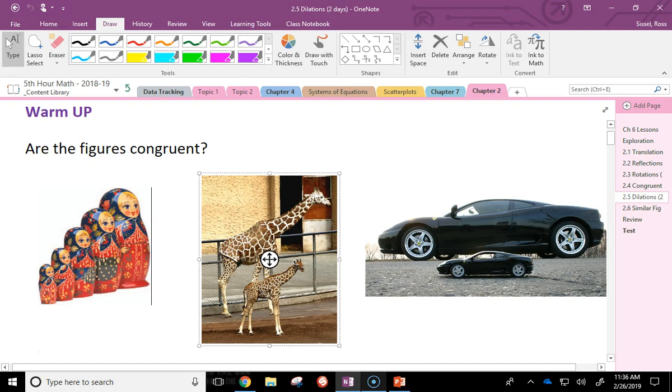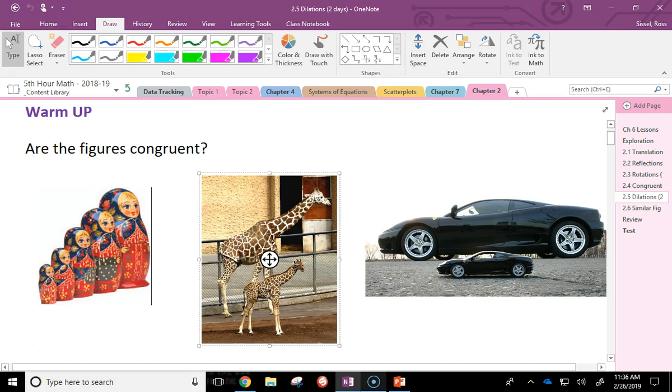So, these little nesting dolls, those little Russian dolls that fit inside each other, are they congruent? Zach? Yes. Okay, why yes? No, they're not. Okay, why no? Because they're different sizes. Okay, what's that matter? It's not the same thing. Good. Well, they're the same shape, right? But in order to be congruent, we have to have the same size and the same shape. They're the same shape, but their sizes are different.